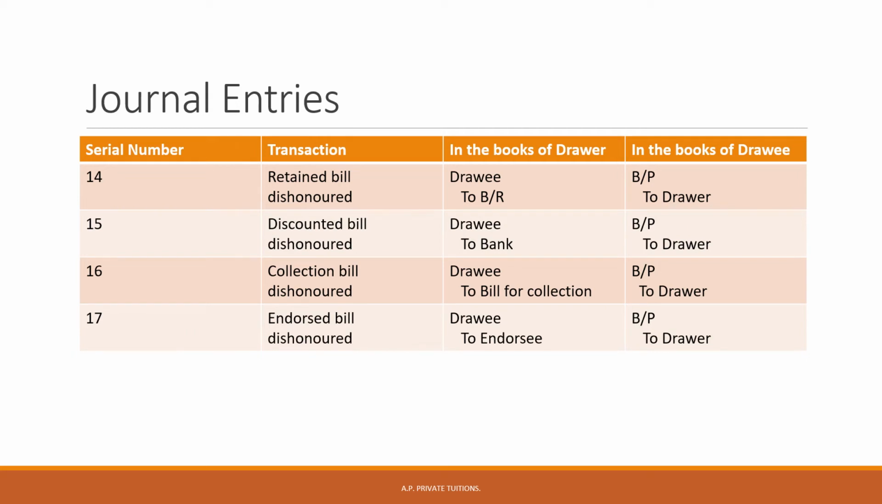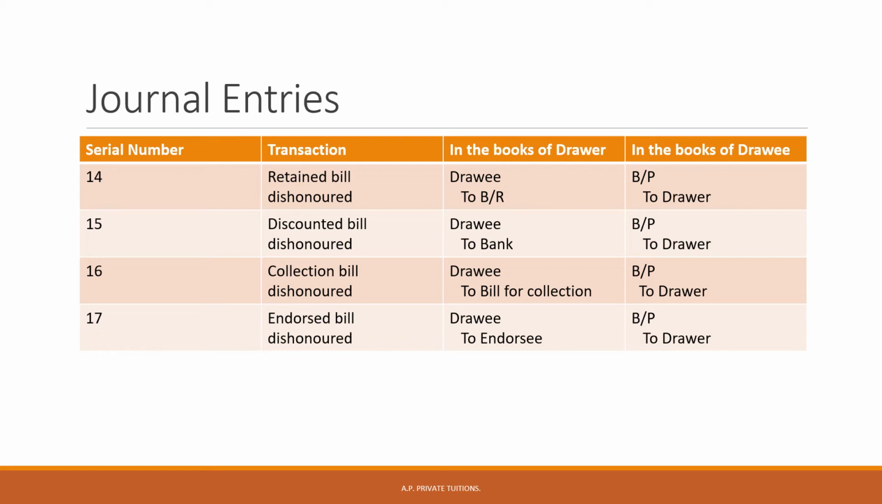In the books of the drawer, you can notice one common thing. What common thing can you notice? The drawee is debited. Drawee debit, in every case. If it is a retained bill dishonored, drawee to bills receivable. If it is a discounted bill dishonored, drawee to bank. If it is a collection bill dishonored, drawee to bill for collection. If it is an endorsed bill dishonored, drawee to endorsee. So it is very simple.